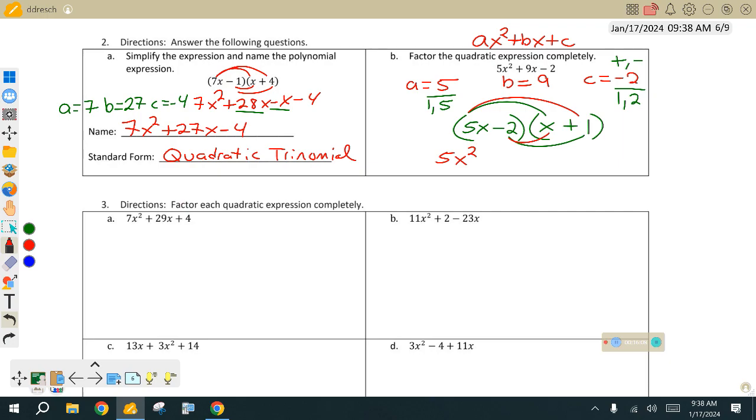Hey, that looks good. It should. It's pretty hard to screw that up. It's possible, but it's pretty hard. 5x times 1.